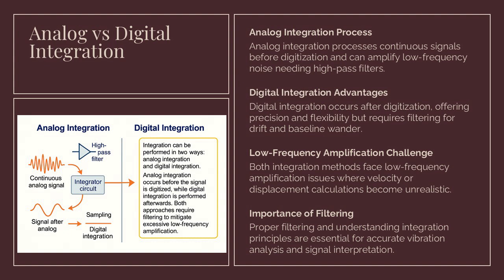Integration methods and challenges: analog versus digital integration, low-frequency amplification and filtering. Integration can be performed in two ways, analog integration and digital integration. Analog integration occurs before the signal is digitized, which means the continuous analog signal is processed through an integrator circuit. This approach can amplify low-frequency noise, requiring the use of high-pass filters to prevent distortion.